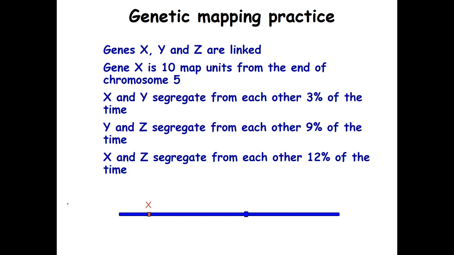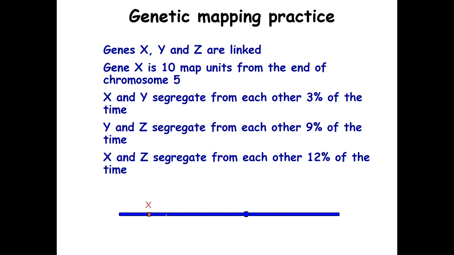Okay, so you guys have X, Y, Z, X, Y, Z. Everybody say X, Y, Z. Good. Let's see if it's correct. Okay, so we know that X is 10 map units from the end of chromosome number 5. So this is chromosome number 5. And X and Y segregated from each other 3%. So your Y can be on this side, on the left, or on the right, right? Either one of those.